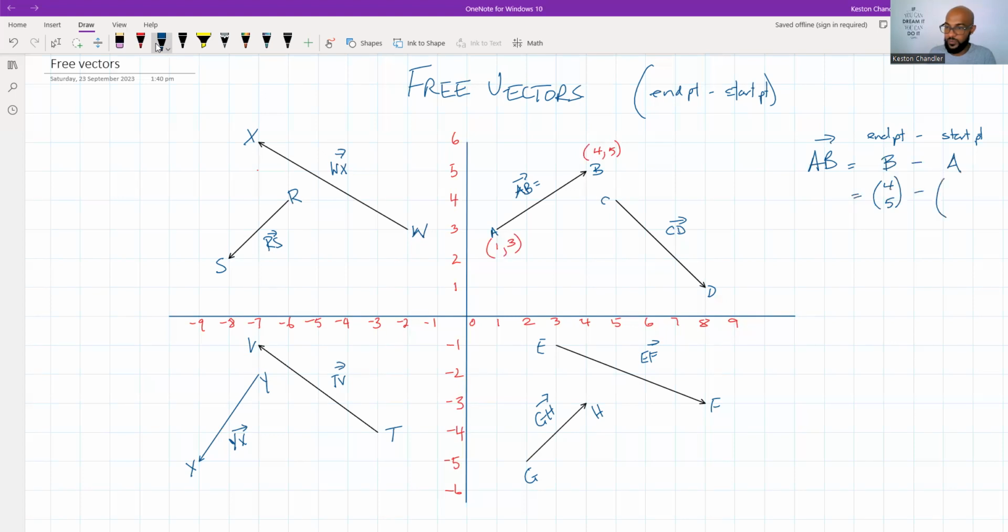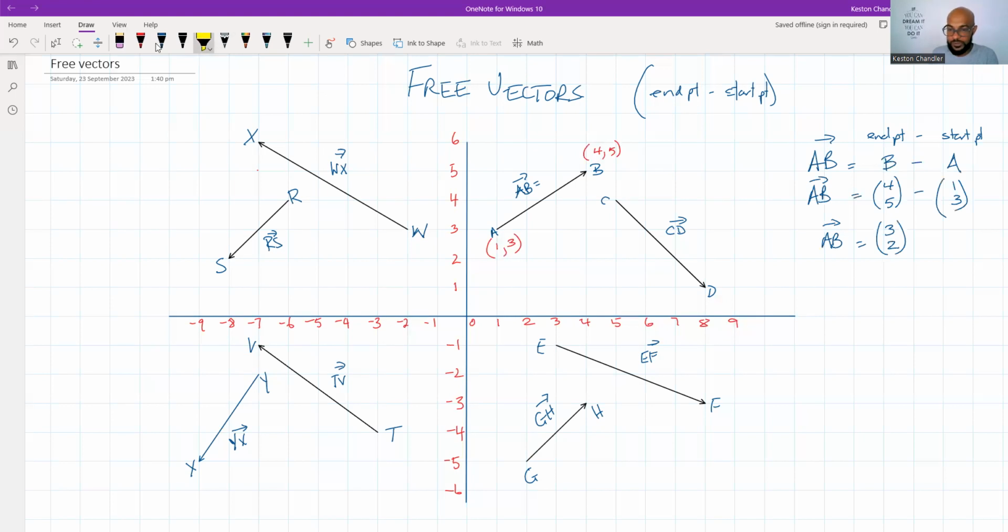And A is 1, 3. And then we subtract them. 4 take away 1 is going to give me 3. 5 take away 3 is going to give me 2. So my vector AB is 3, 2.